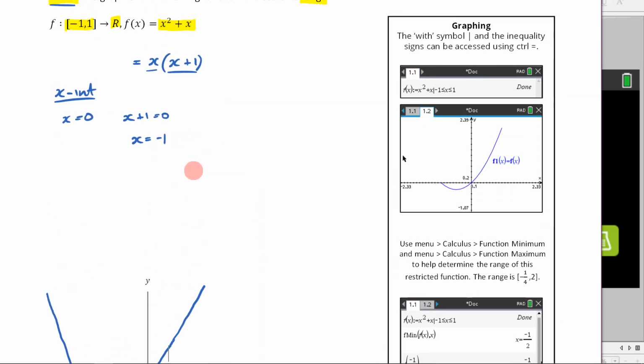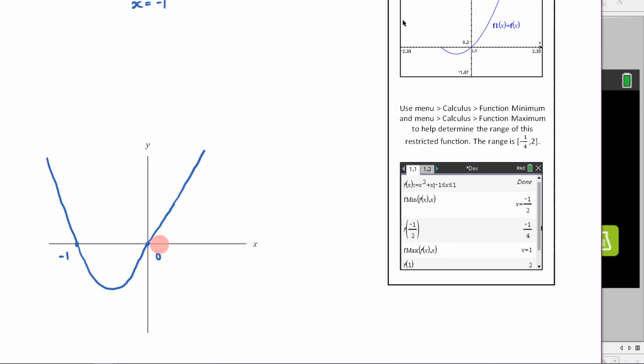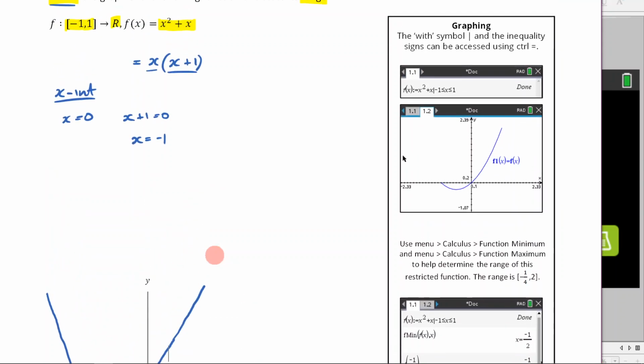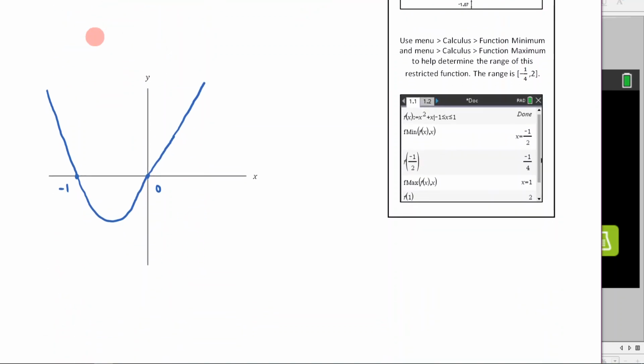But now we need to be careful because at the moment, what I've drawn is a domain of all real numbers. It exists for all the values of x. But as you can see here, we have a restricted domain. My domain only exists between -1 and 1. So my x values only exist from -1 to 1. That means this part of the graph doesn't exist, and this part doesn't exist. It's going to end here and end there. So now I need to figure out what these endpoints are going to be. What are the y values that correspond to these endpoints?